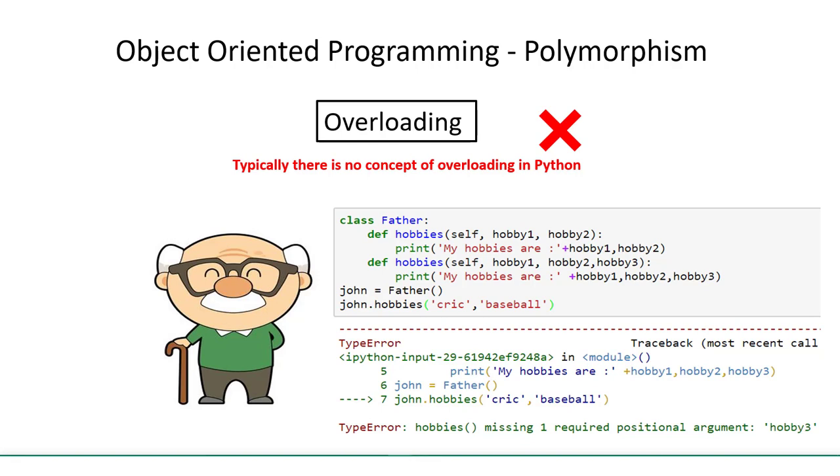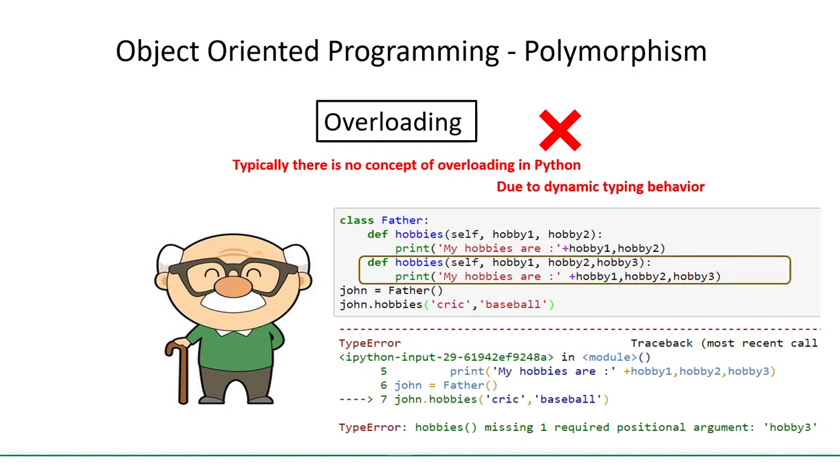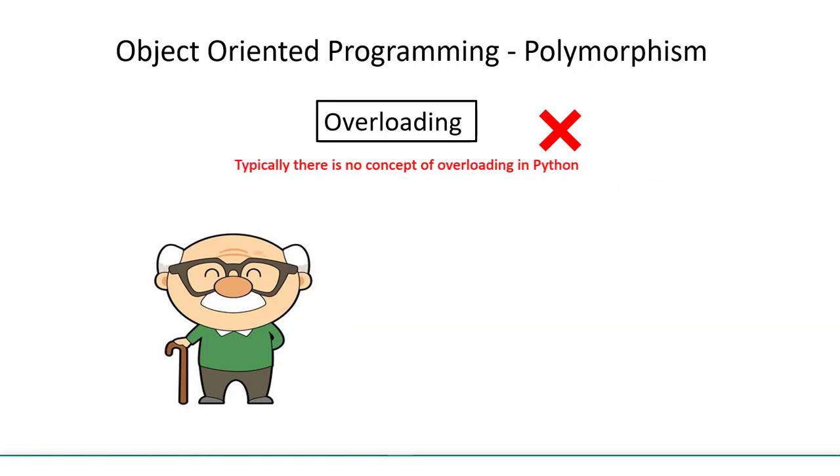It's purely because Python has dynamic typing behavior, which means the latest object which is created with the name will be persisted and the older one will be removed out of the memory. But technically, we could still achieve whatever we could have done with the help of overloading.